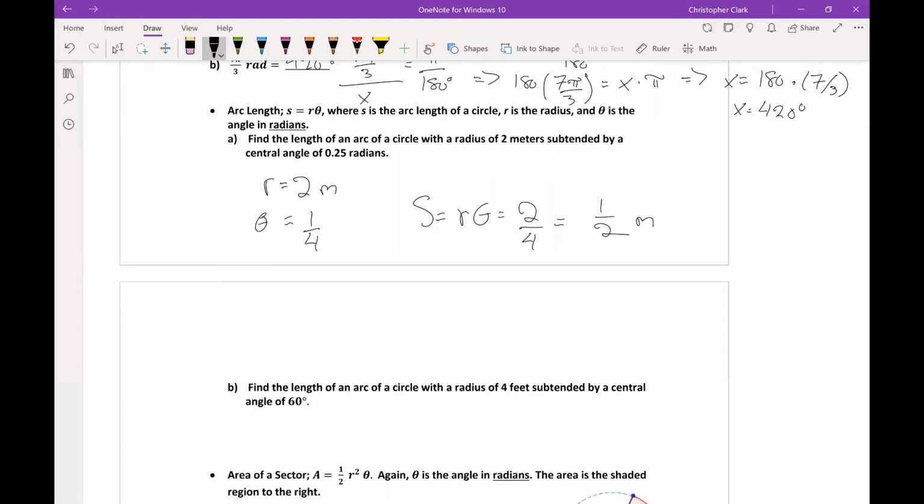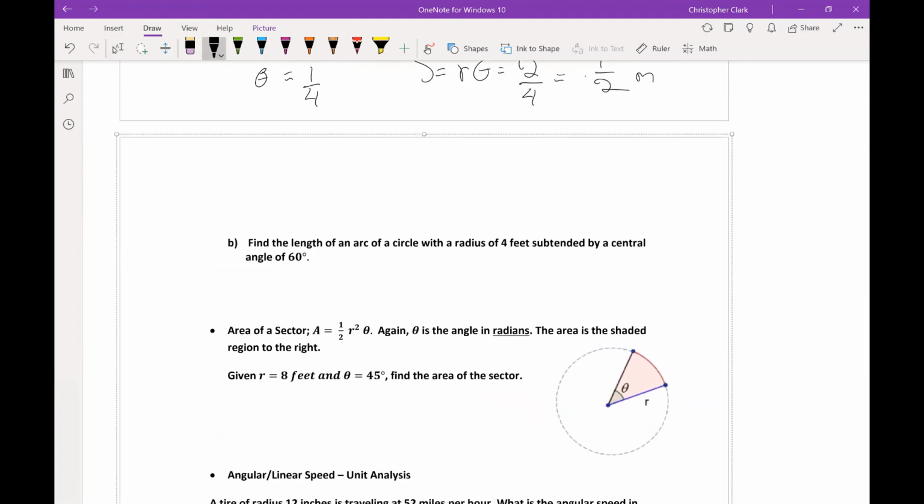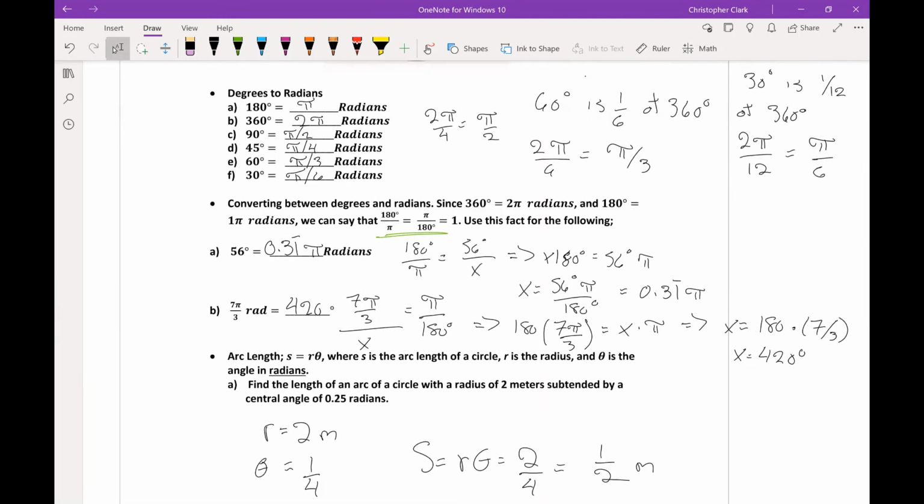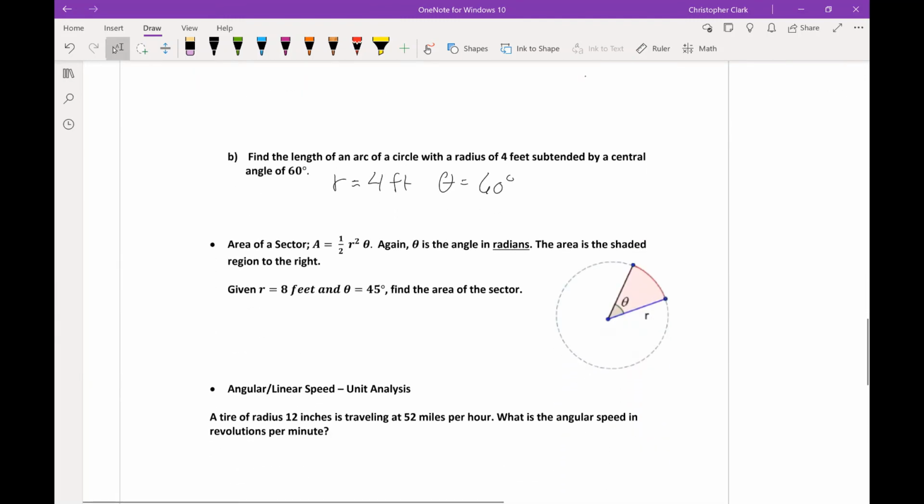meters. How about the length of an arc of a circle with radius 4 feet subtended by a central angle of 60 degrees? In this case, r is equal to 4 feet and theta is equal to 60 degrees. But remember, we can't use this. The 60 degrees doesn't help us, so we need to figure out a way to convert that. As it turns out, we already have this. It's pi over 3. So we'll rewrite this as pi over 3. In that case, the arc length is equal to 4 times pi over 3, which is 4/3 pi. And that gives us our answer.